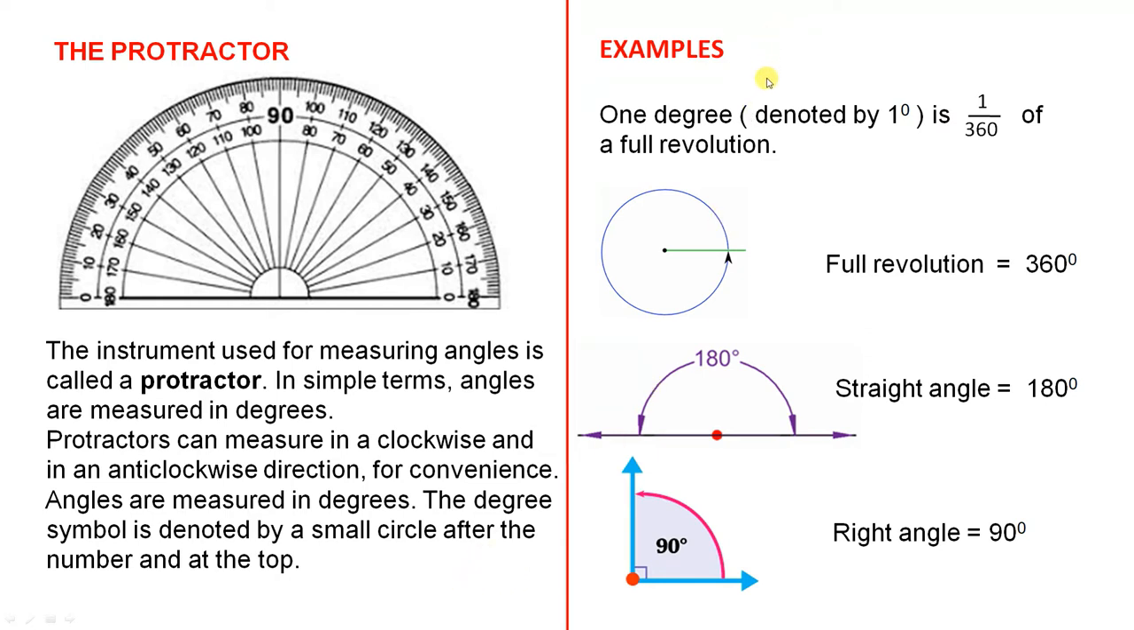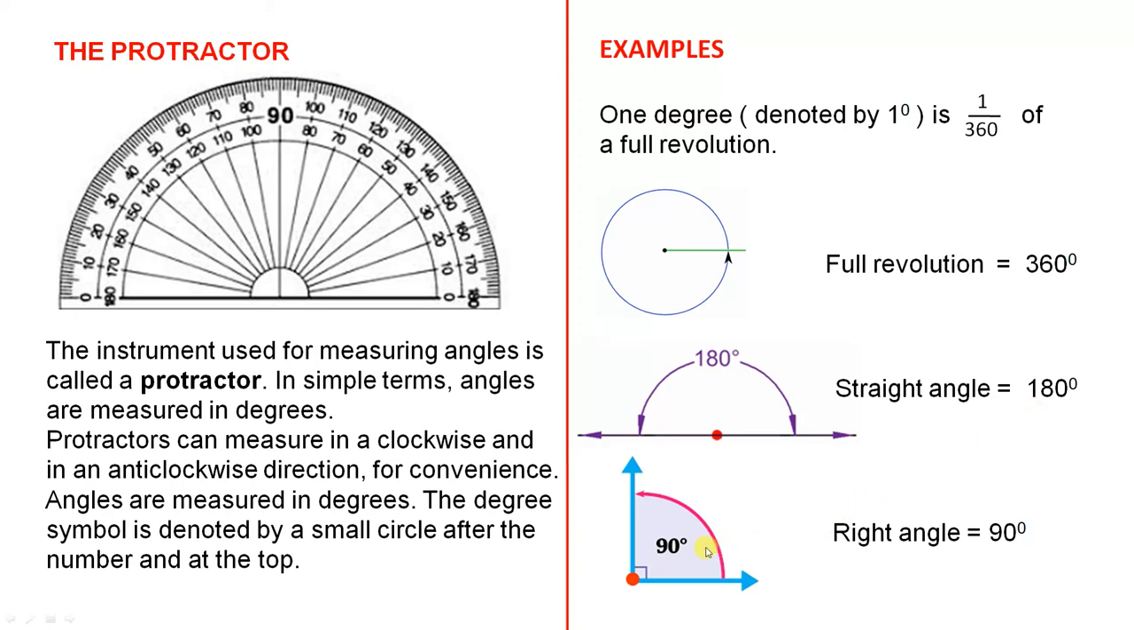Let's look at some examples. 1 degree, denoted by a 1 with the little circle there. It's like a 0. 1 degree is 1/360th of a full revolution. In other words, in a full revolution, which is here, we have 360 degrees. It makes sense then in half a revolution, which looks exactly like the protractor, see? See that half revolution there? That looks like the protractor, and that's a straight angle which has 180 degrees.